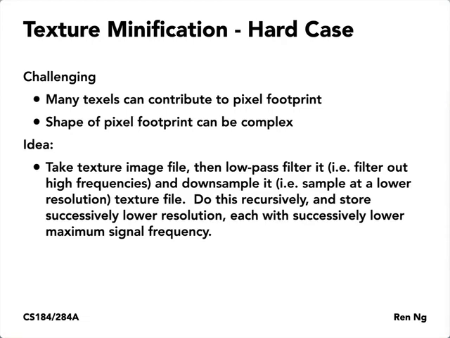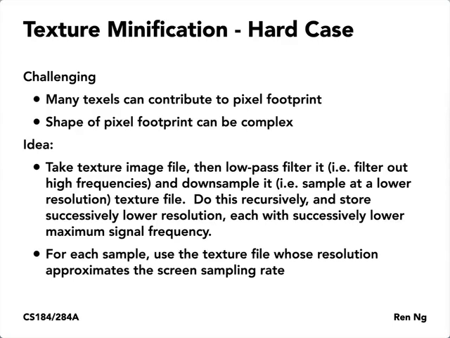So we take the original image, we low pass filter, take out the high frequencies. That means to blur it a little bit. Downsample it. That means sample it at a lower frequency, get a lower resolution image, and then do it recursively. Blur it again a little bit, reduce its resolution by downsampling again. Blur it a little bit, downsample again. Okay, that's one of the core ideas in there.